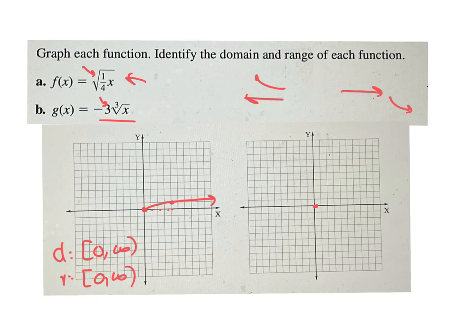So here we go. Instead of going over 1, up 1, I'm going to go over 1, down 3. And then on the other side, over 1, up 3. So when I draw my graph, it's going to go this way, half of a sideways parabola, that way, half of the sideways parabola. And the domain for every cube root is all real numbers. The range for every cube root, all real numbers.